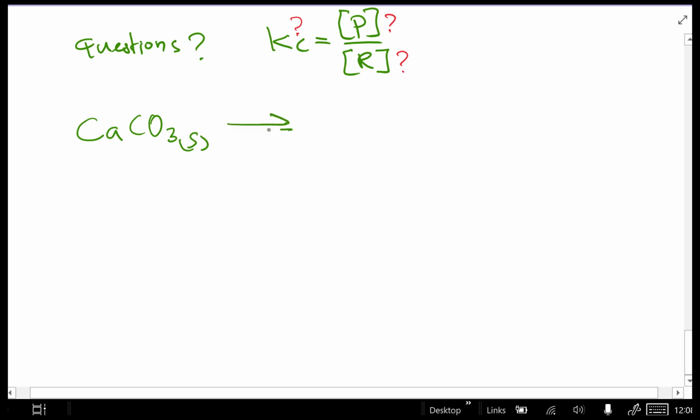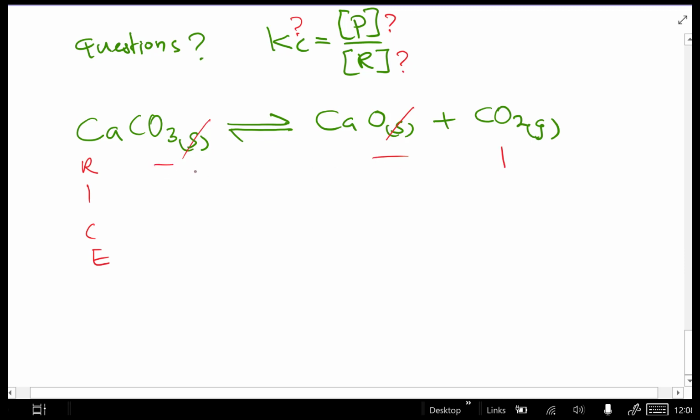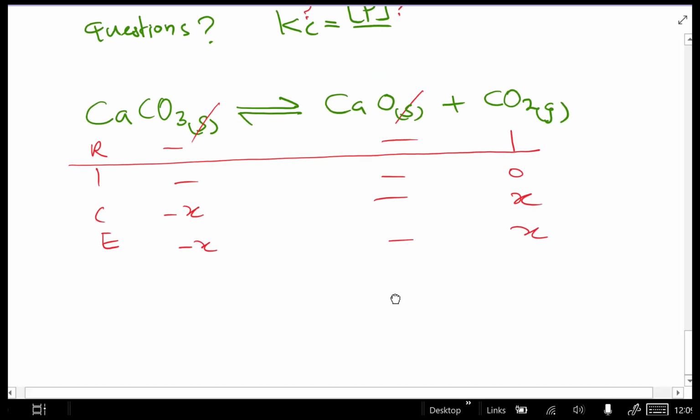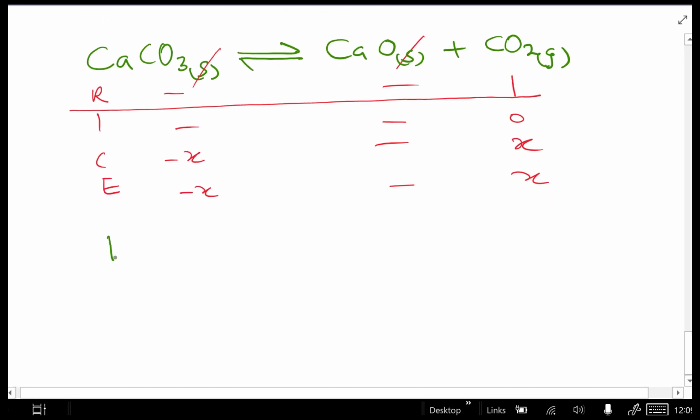Okay, so let's take another example. Calcium carbonate equilibrated with calcium oxide and CO2. Note there are two solids, calcium carbonate and calcium oxide. So if you do an ICE table, the solids don't have a value. So nothing, nothing, and 1 for the CO2, let's say. That's for the ratios, right? And then initially nothing, nothing, and if, let's say, we lose minus x, you get x and x, right?